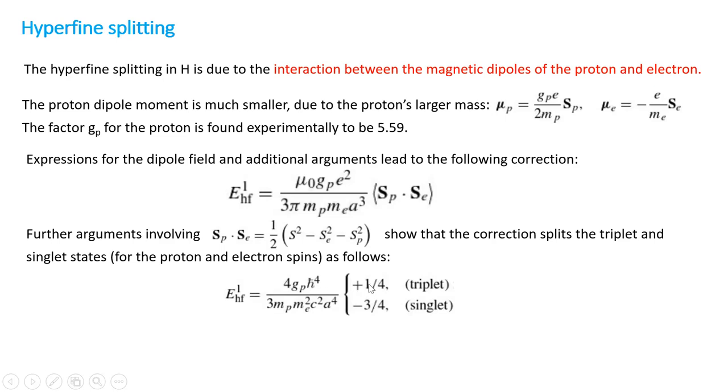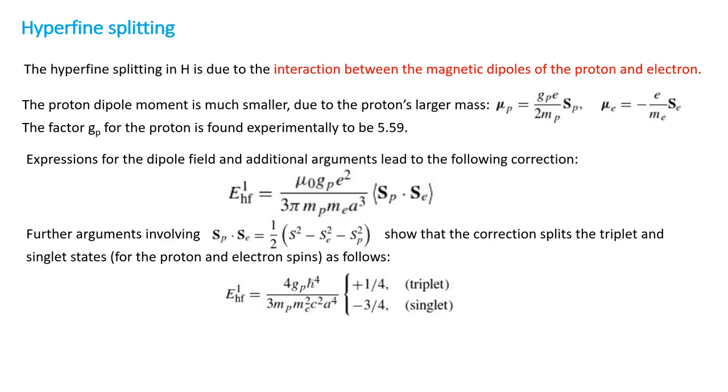The triplet is this quantity times positive 1/4. The singlet would be this quantity times minus 3/4. So the difference between the two, the triplet and the singlet, would be this expression here, 4 g_p h bar to the fourth over 3 m_p m_e squared c squared a to the fourth.